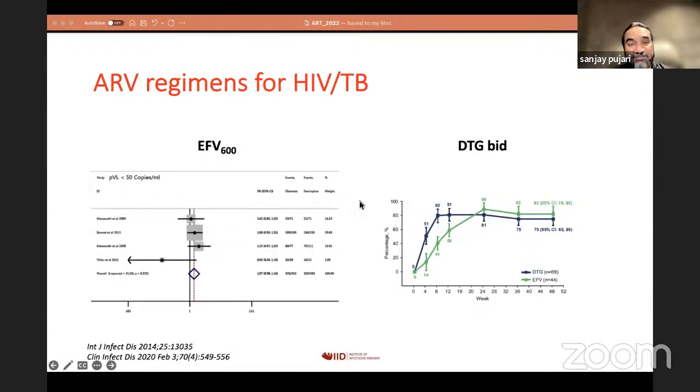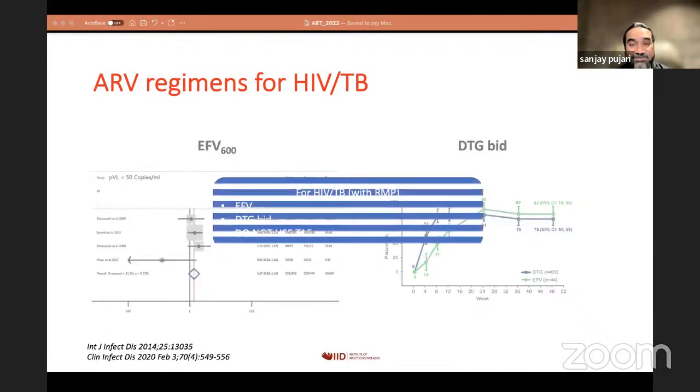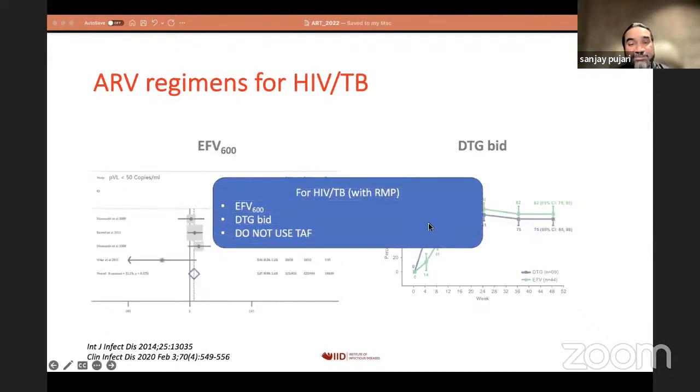For HIV TB, we still are looking at efavirenz 600 milligram and DTG BID. No other core antiviral drug can be used with rifampicin. So this is the option for HIV TB with rifampicin, 600 milligrams of efavirenz. When we use dolutegravir, we need to double the dose of dolutegravir, and we can't use TAF in the context of rifampicin. We need to use TDF in that context.